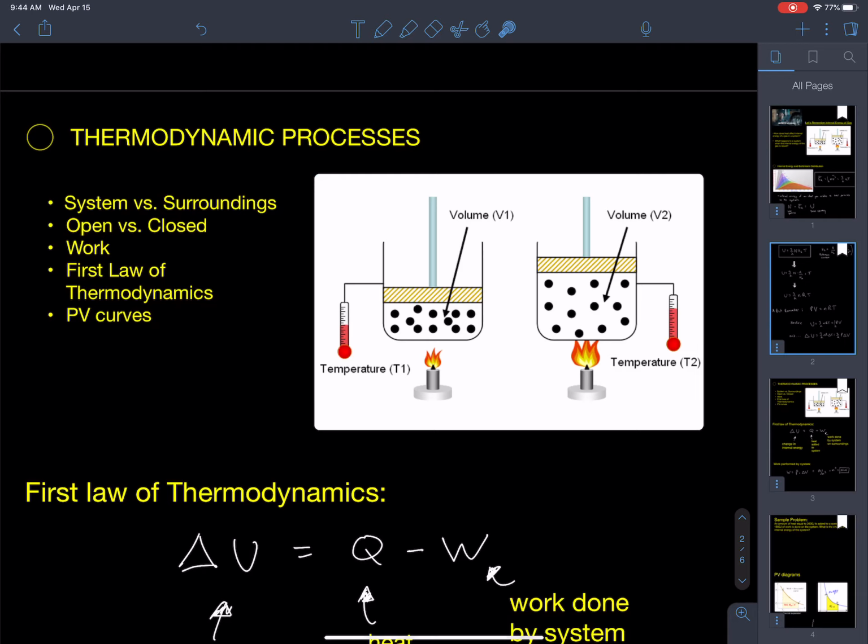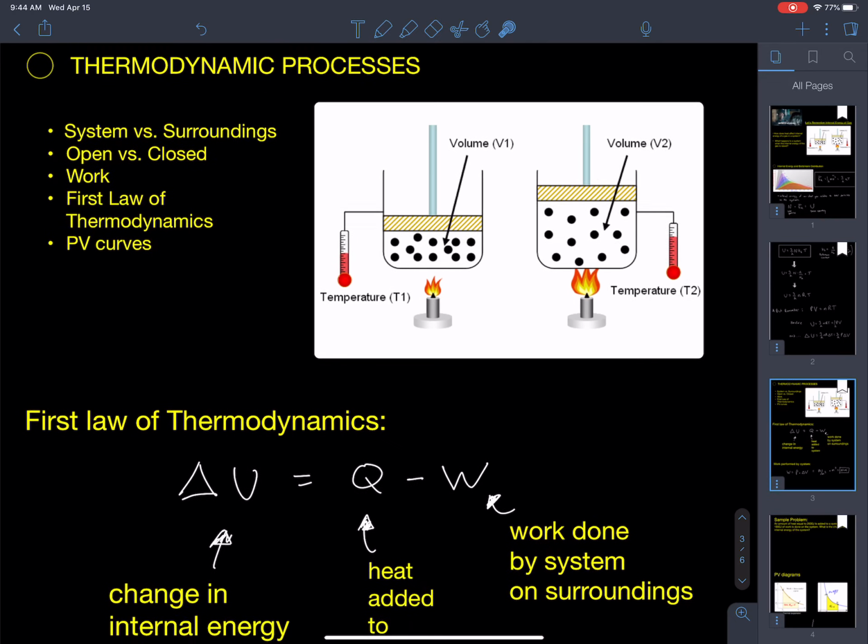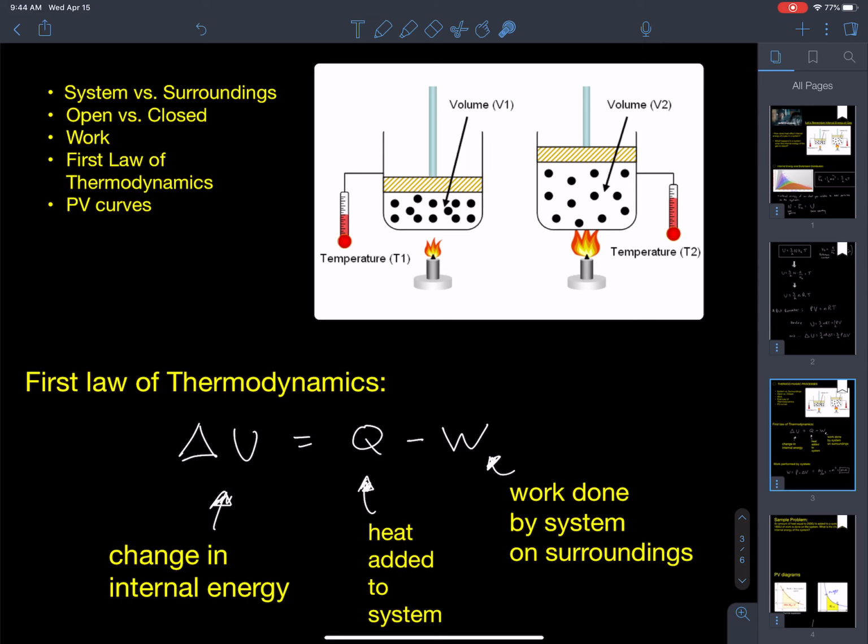The next thing that we're going to be talking a lot about is work. Okay, how to calculate the work done by the system, the change in volume, and then understanding what really is the first law of thermodynamics, okay, which is down here, and then being able to interpret PV curves. We're just going to do one in this video, and then the next video we're going to interpret a lot more PV curves.